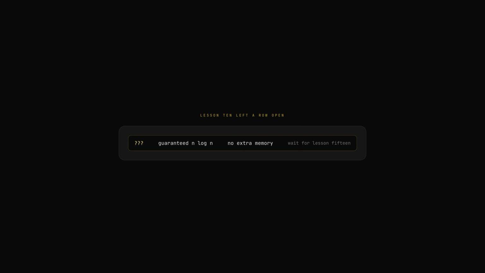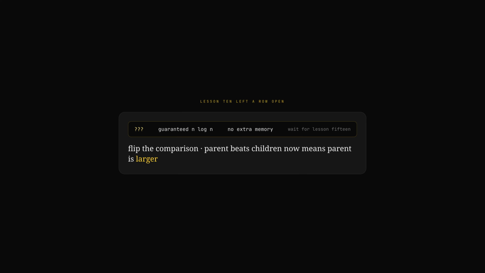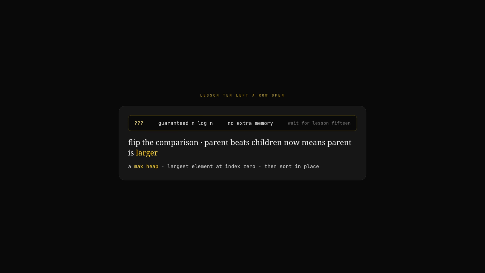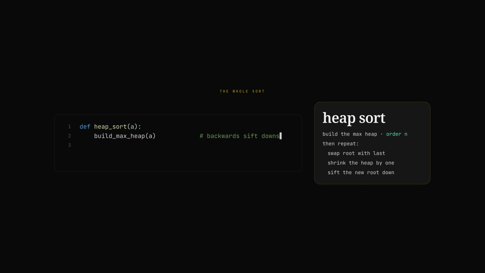Lesson 10's table had a row marked, wait for lesson 15. The comparison sort with guaranteed n log n and no extra memory. You can now build it in 2 sentences. Flip the comparison. Parent beats children now means parent is larger, a max heap, largest element at index 0. Then sort in place. Build the max heap, backwards sift downs, order n.